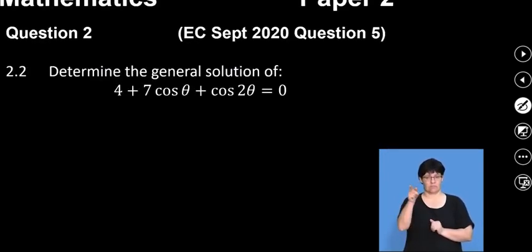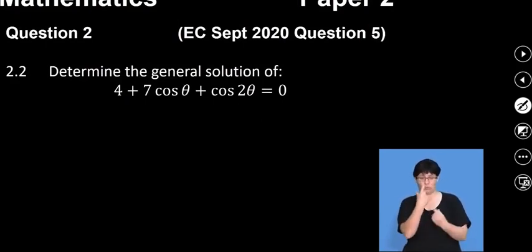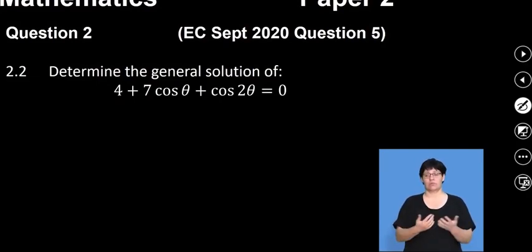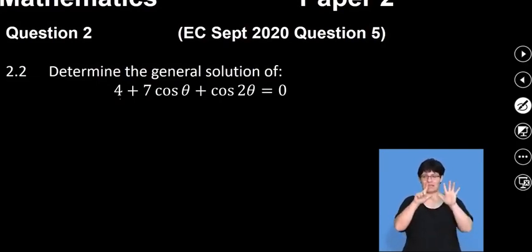Okay, let's move on to a general solution equation. You will always get a general solution trig equation in any paper too, so it's really important that you focus and understand what we do here. Okay, so I've got 4 plus 7 cos theta plus cos of 2 theta is equal to 0.